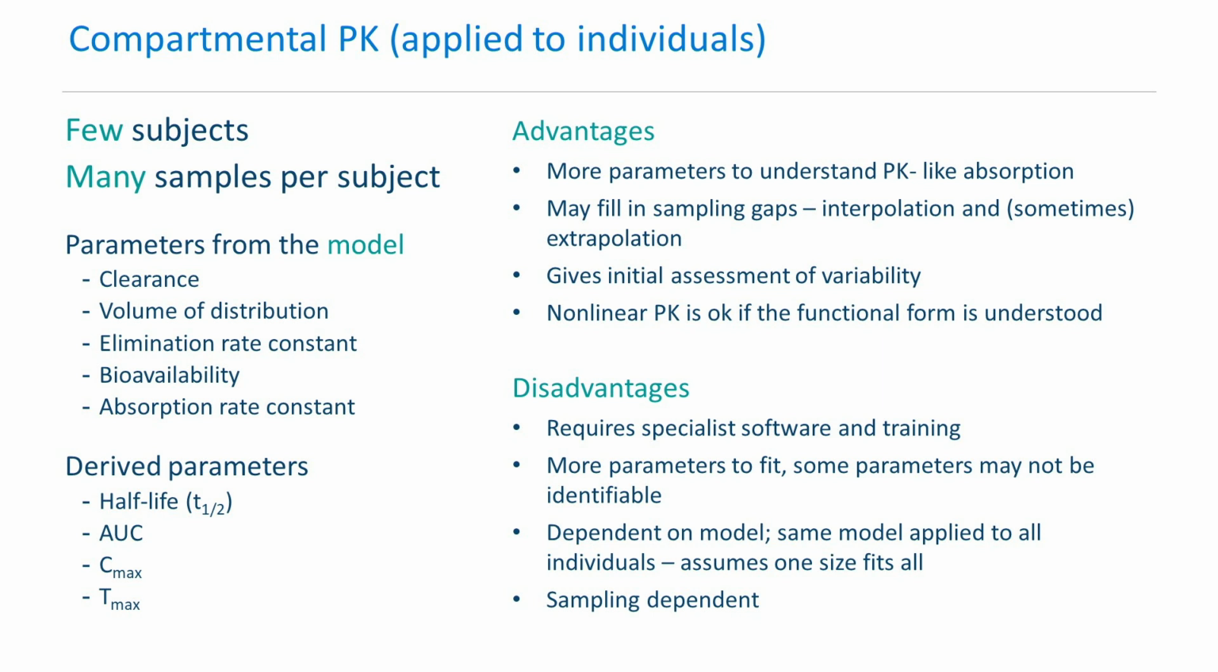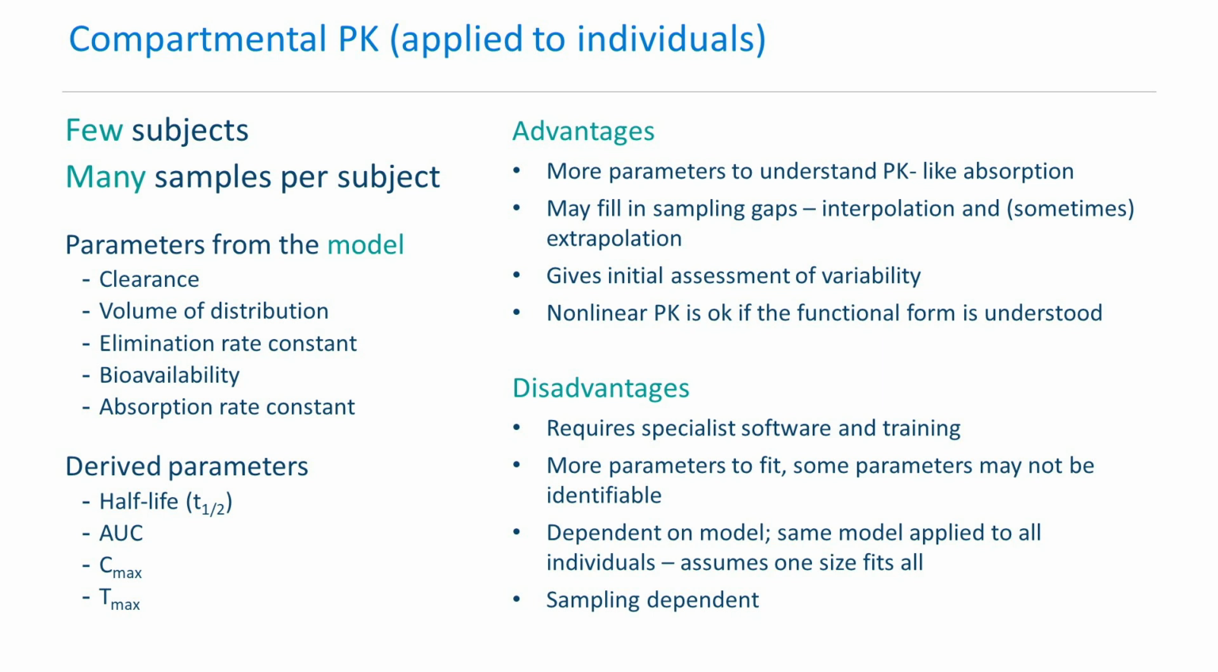The problem with compartmental PK is it is modeling, so it requires specialist software and training. And sometimes as you're starting to add more parameters because you're starting to try to assess more things, some parameters might not be identifiable. If you don't have enough data to be able to determine some of these parameters, you may not be able to assess them properly. And it's model dependent. Obviously, it's compartmental modeling. So you are assuming that the same model is applied to all individuals, one size fits all. And for the most part, that's generally true, but there are always exceptions to the rule that make it difficult for us to work around that.